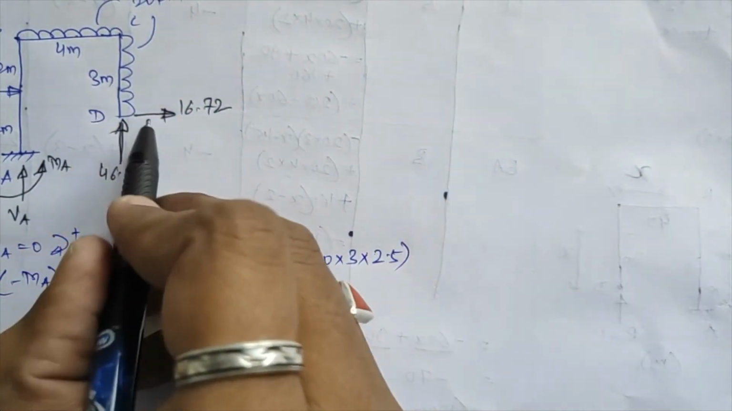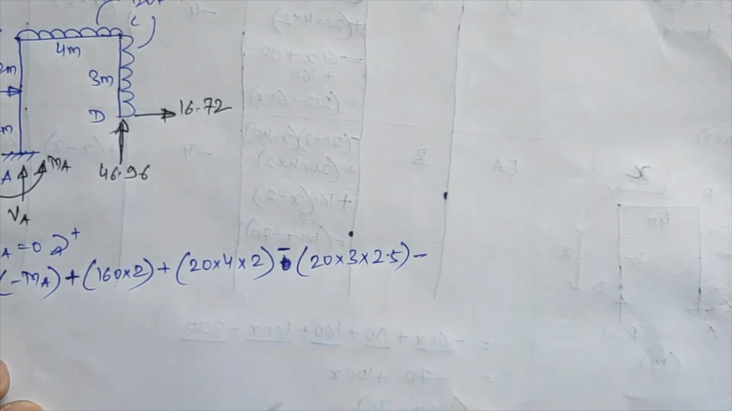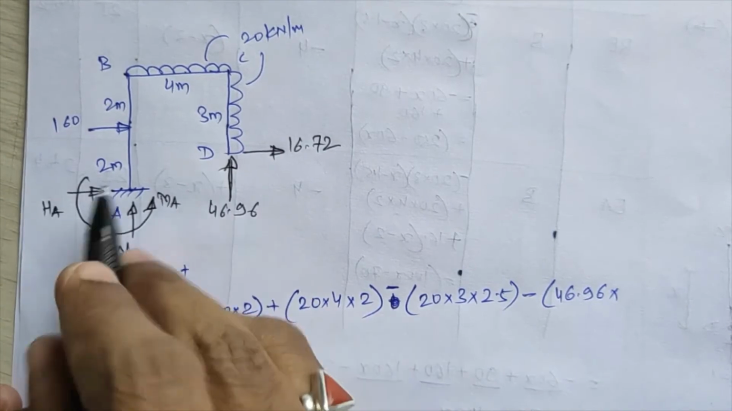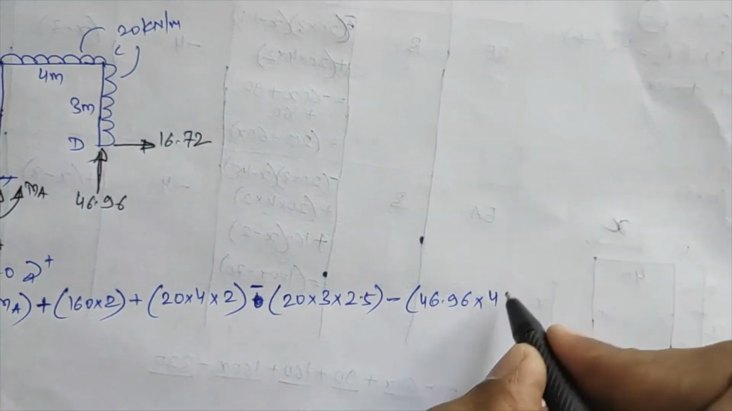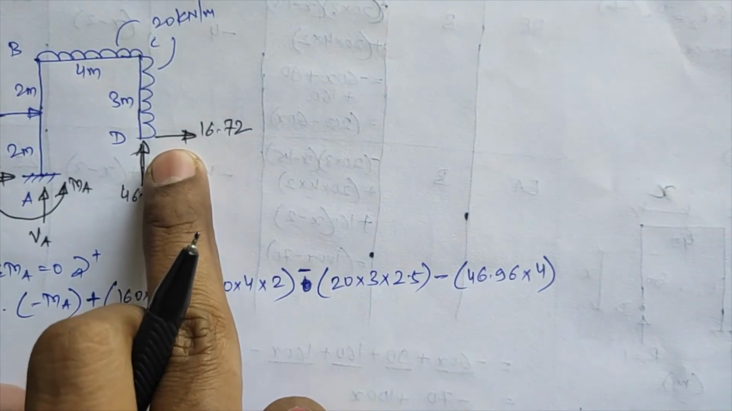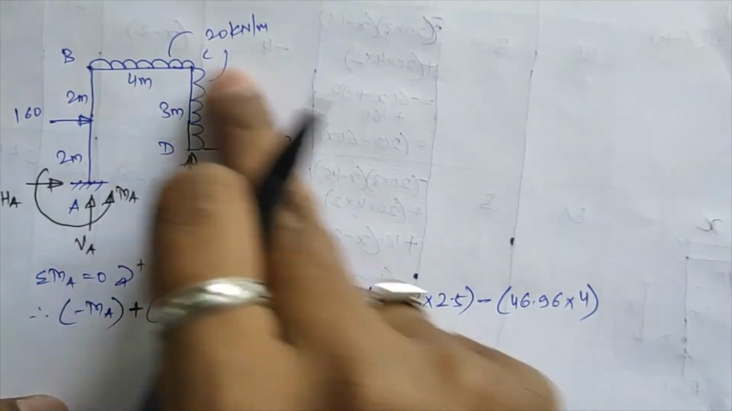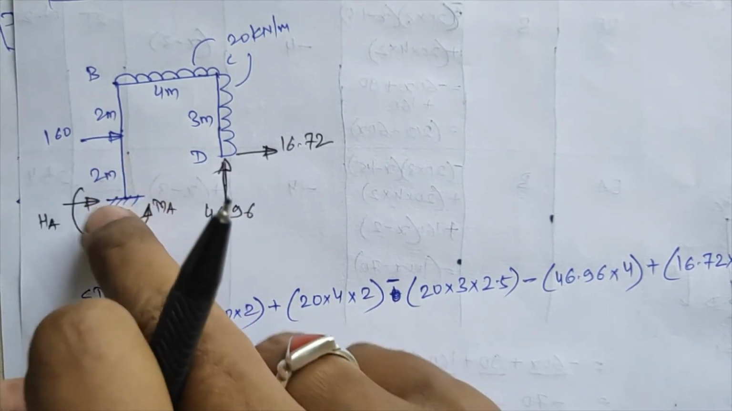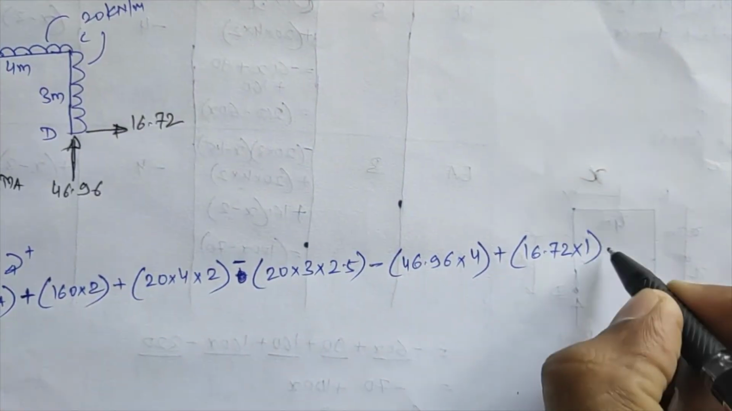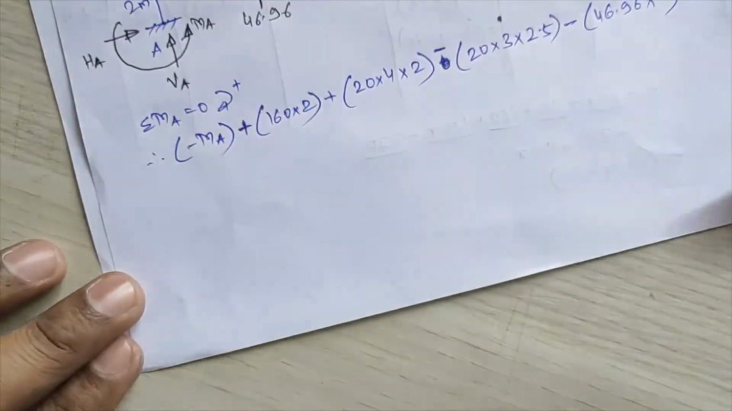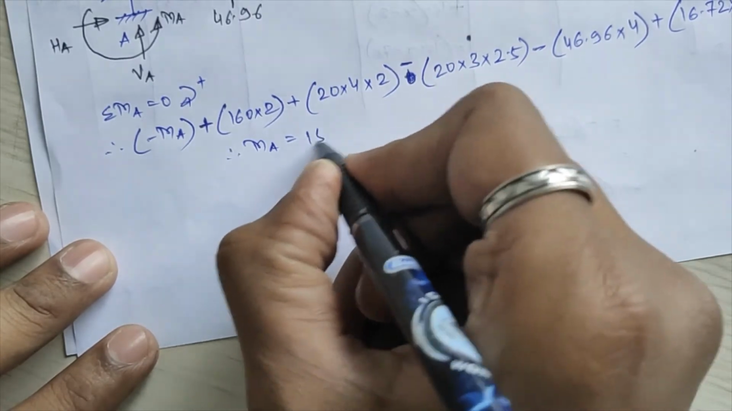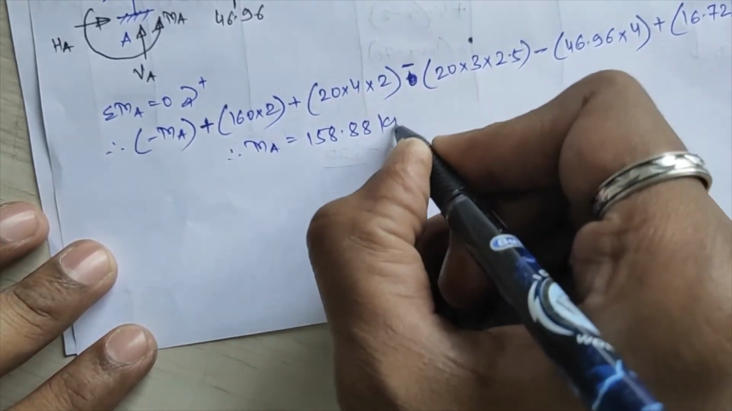Next, moment of this 46.96, that will again be anti-clockwise, so minus 46.96 into perpendicular distance 4. And then last is the moment of this 16.72 along this section, that will again be a clockwise moment, so plus 16.72 multiplied by, now this will be acting at a distance of 3, so 4 minus 3 comes equal to 1, equal to 0. So from this I have got MA is equal to 158.88 kilonewton meter, positive.